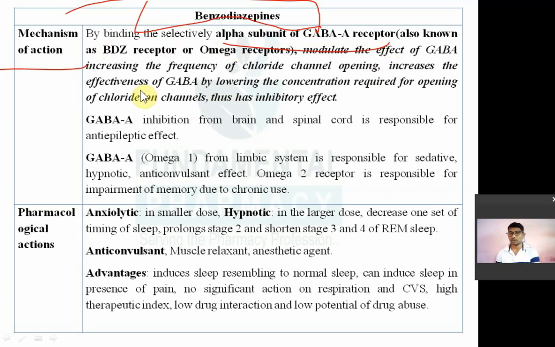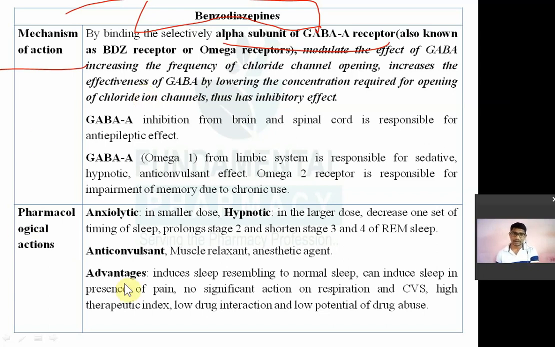GABA is nothing but gamma aminobutyric acid, which is an inhibitory neurotransmitter. So it will potentiate the action of the inhibitory neurotransmitter, so obviously depression or a decrease in the excitability of the neuron will be there. It will modulate the effect of GABA, increasing the frequency of chloride ion opening, and increases the effectiveness of GABA by lowering the concentration of GABA required for opening the chloride ion channel, and thus it has an inhibitory effect.